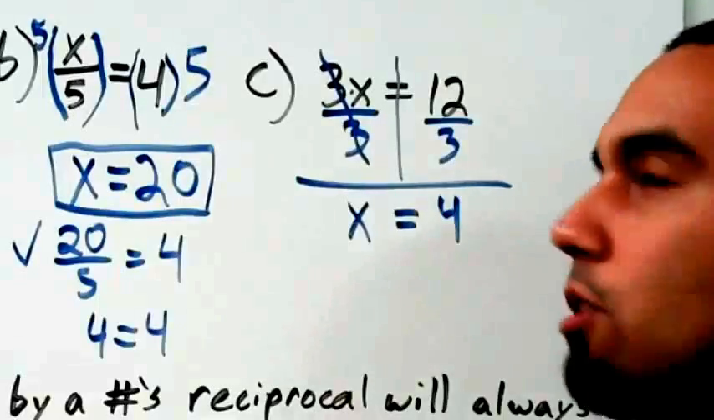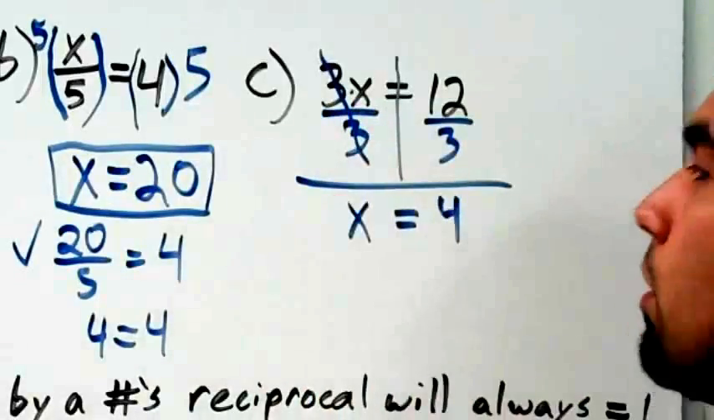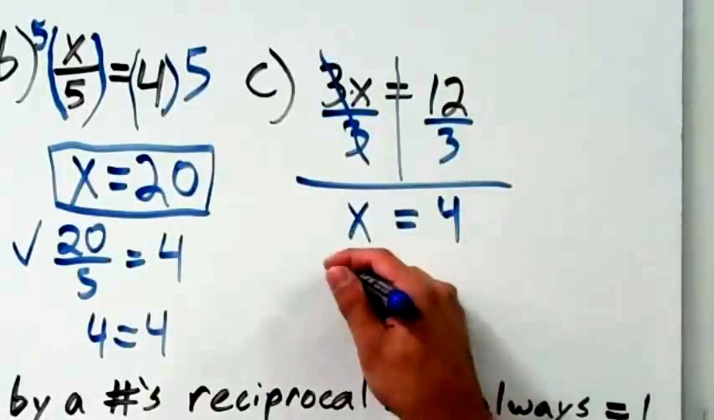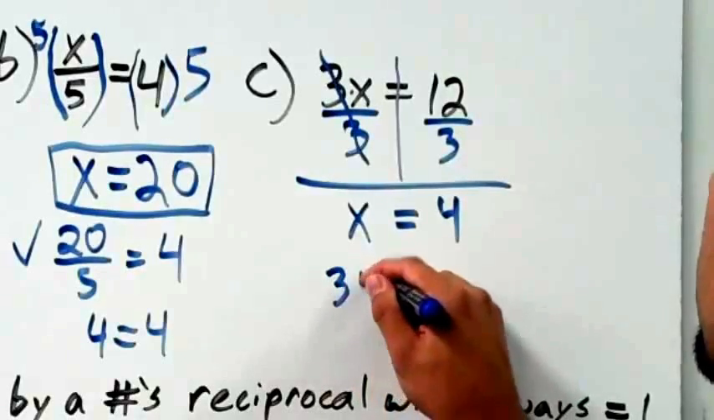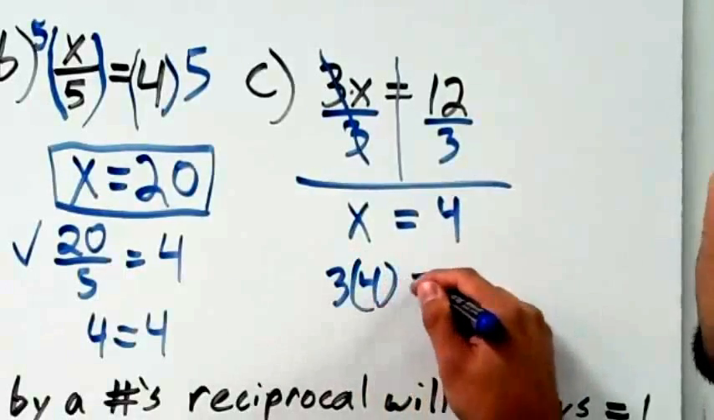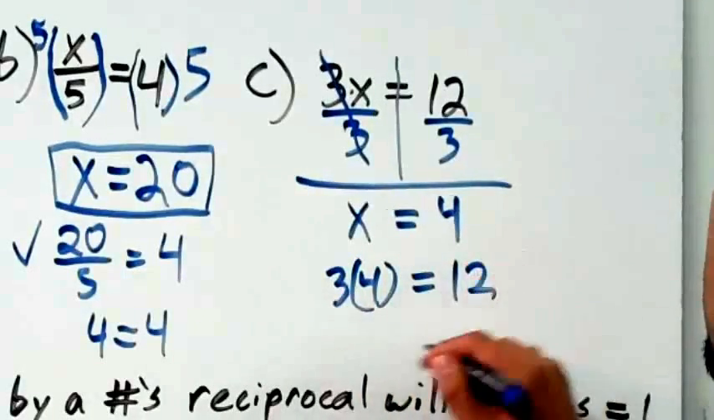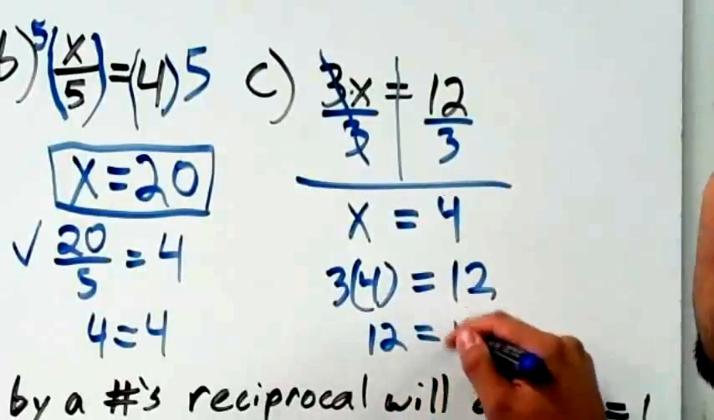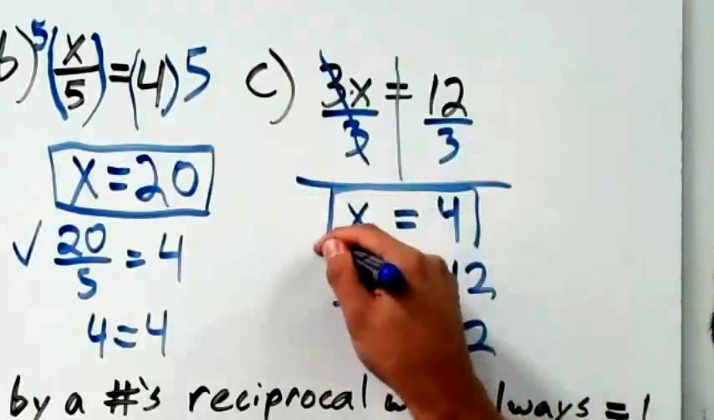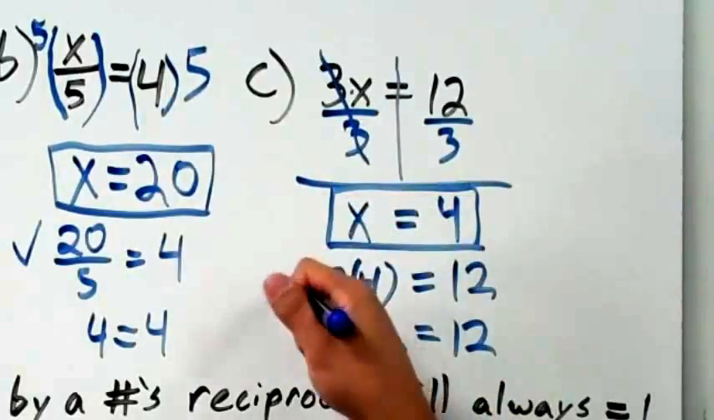And we pretty much knew that, right? 3 times 4 equals 12. So just as a real quick check, I will write it, and I want you to write it. Doesn't take that long, just to check our work.